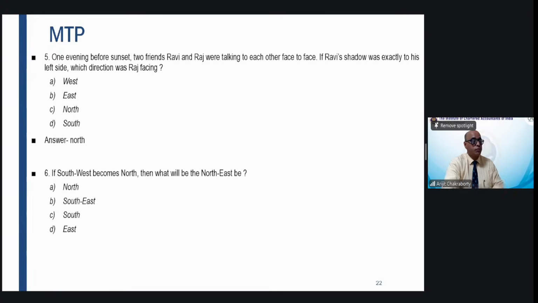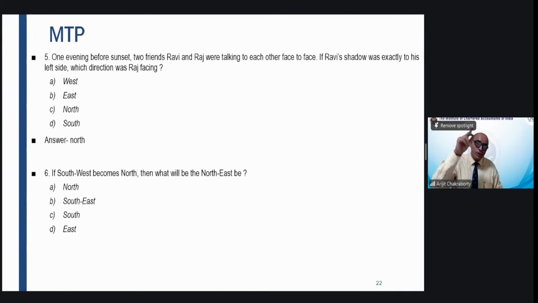Number 6, if southwest becomes north, then what will be northeast? So suppose, southwest, south and west, is an ordinal direction. What is cardinal? Cardinal is basically north, south, west, east. We call these cardinal, but ordinal is southwest. The question is, if southwest becomes north, then what will northeast become?